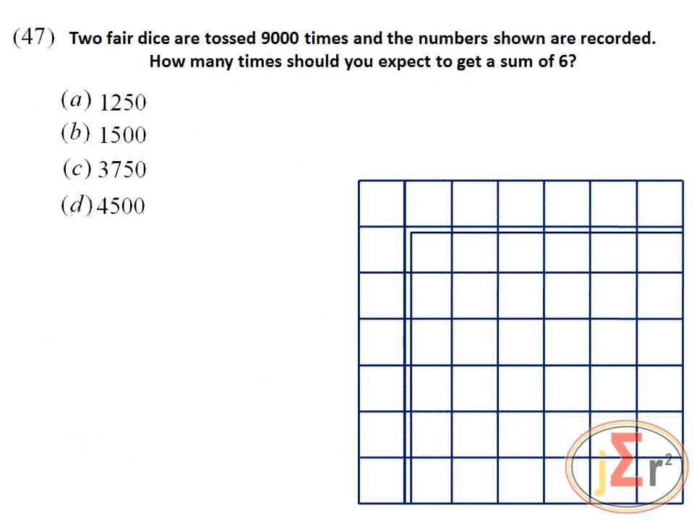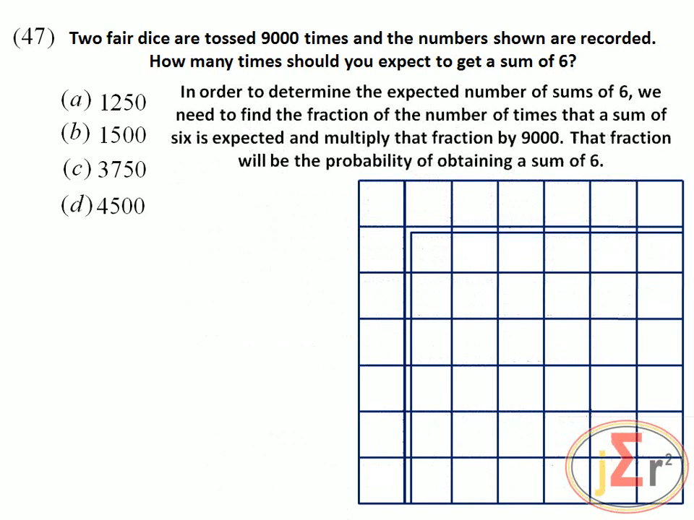2 fair dice are tossed 9,000 times, and the numbers shown are recorded. How many times should you expect to get a sum of 6? How would you approach such a problem? In order to determine the expected number of sums of 6, we need to find the fraction of the number of times that a sum of 6 is expected and multiply that fraction by 9,000. That fraction will be the probability of obtaining a sum of 6.